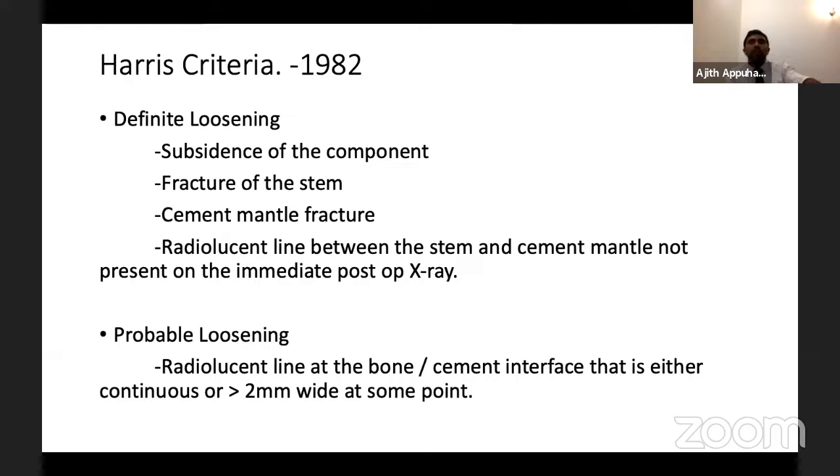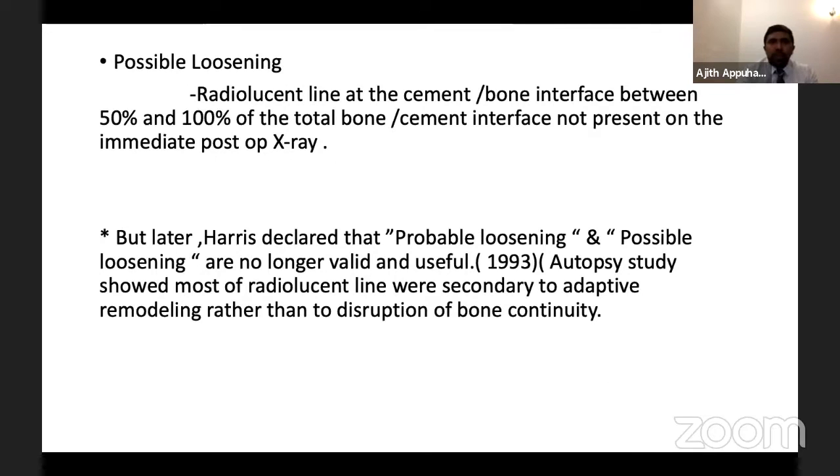So we have to think about revision if you find one of these things. Probable loosening means a radiolucent line at the bone and cement interface that is either continuous or more than 2 millimeters wide at some point. Possible loosening means a radiolucent line at the cement and bone interface involving 50 to 100% of the total bone and cement interface, which was not present in the immediate post-operative X-ray.